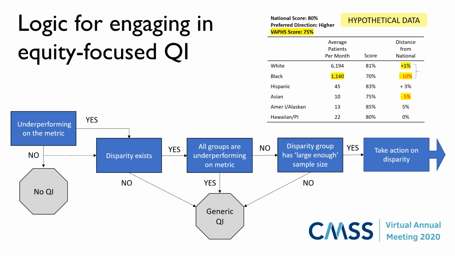First, are we underperforming on the metric? If no, there's little motivation to change. Next, does a disparity exist? Is there a disparity group that uniquely underperforms? Is that group big enough to make a difference? If yes to all, then AEGIS is appropriate for this site for this measure.